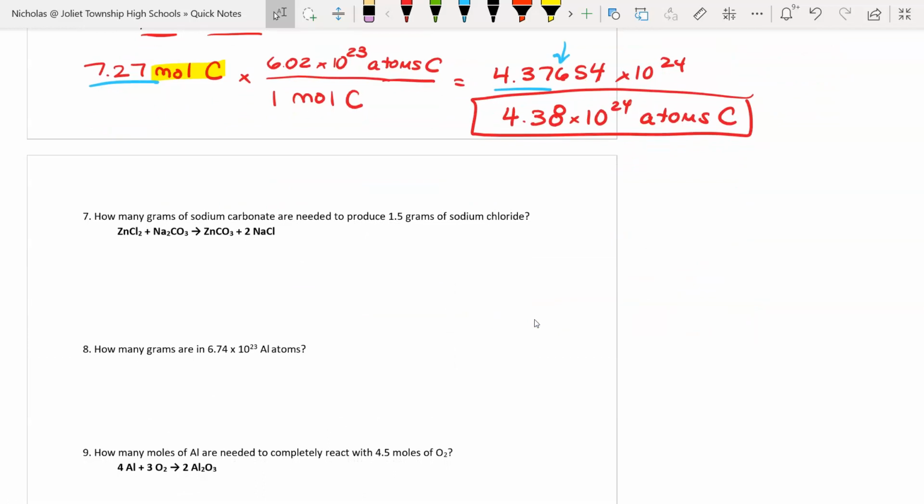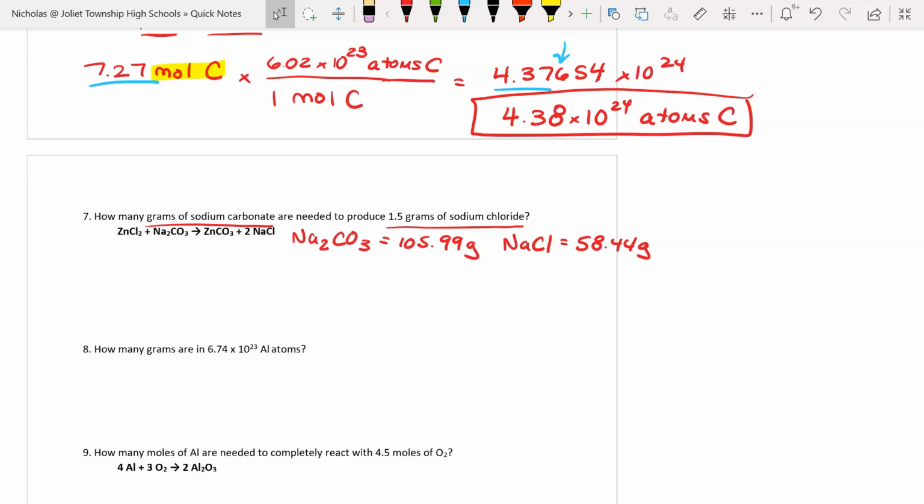Number 7, we are going from grams of sodium chloride to grams of sodium carbonate. Since we're going grams to grams, I'm going to need molar masses of each. So let's go ahead and write this out. Our first one, sodium carbonate, will be 105.99, and our second one, sodium chloride, is going to be 58.44. And again, I found these by looking up each individual piece on the periodic table, so the value of sodium, the value of chlorine, and I added those masses together.